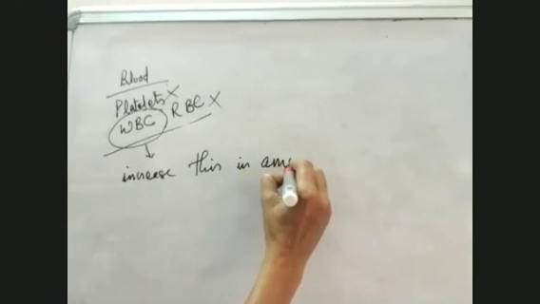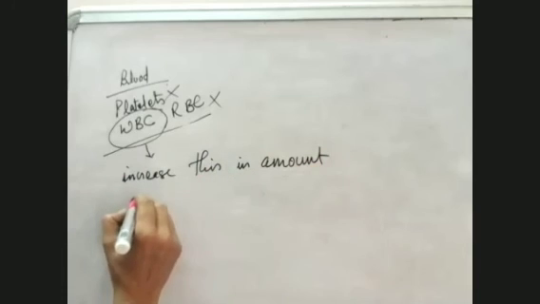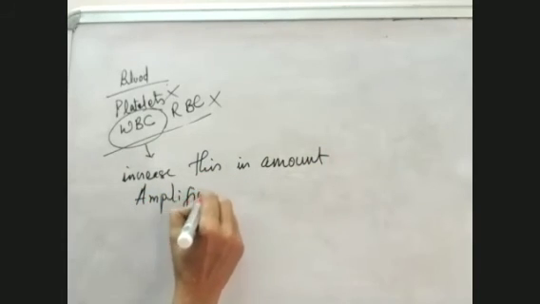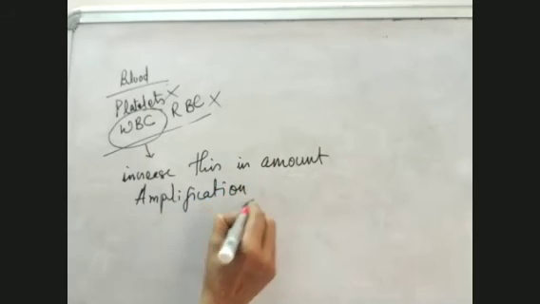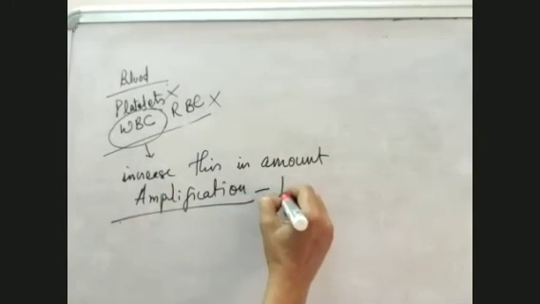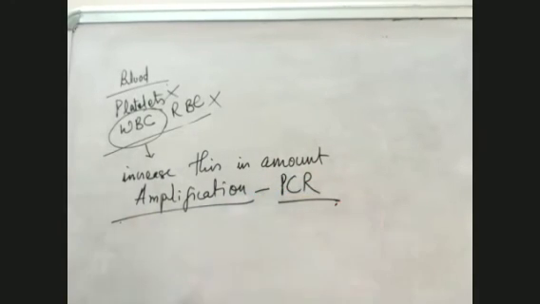For increasing this in amount, which is also known as amplification, amplification is done. And this process of amplification, in which we increase the amount of DNA obtained, is known as PCR. That is why PCR, or polymerase chain reaction, is done, so that the amount of DNA can be amplified.